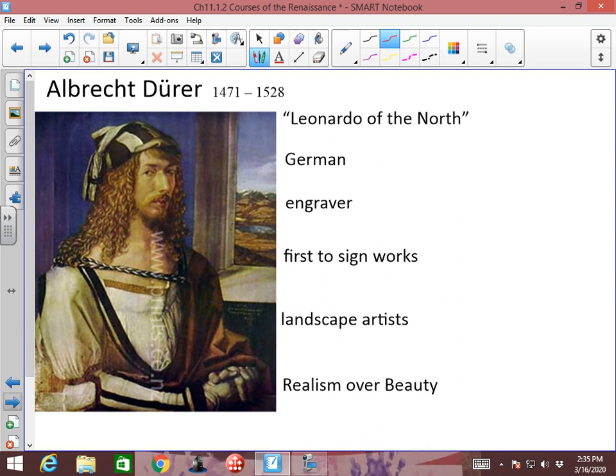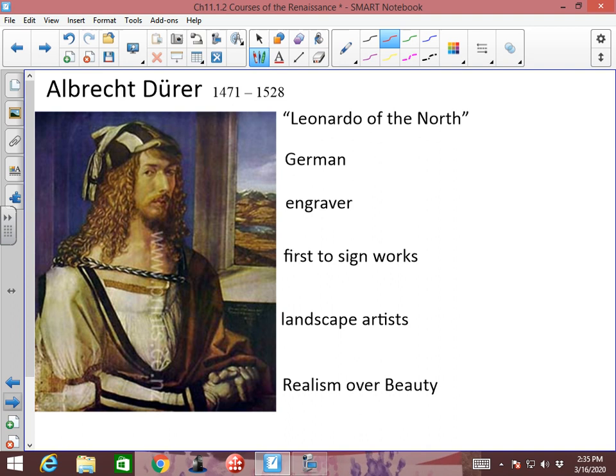Let's go to another Northern Renaissance painter. His name is Albrecht Dürer, with the umlaut over the U. Albrecht is called the Leonardo of the North. He's German. He's also an engraver.